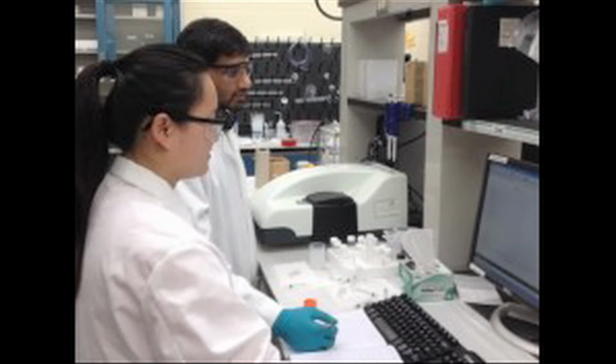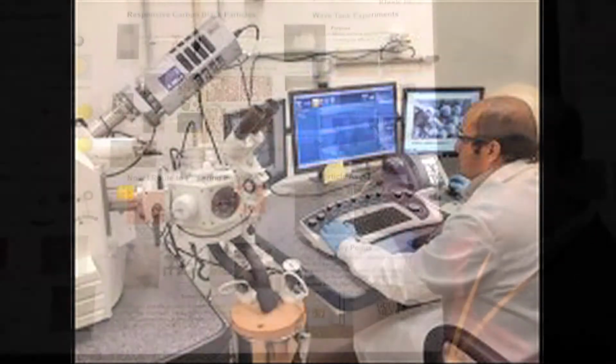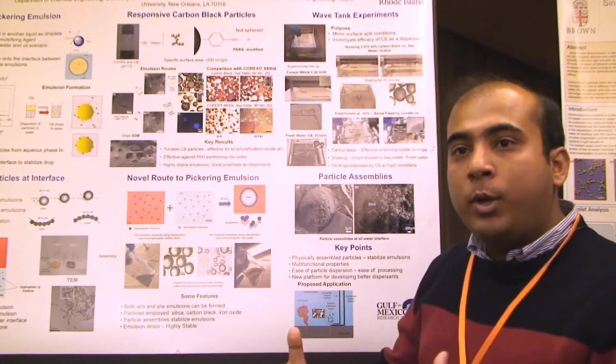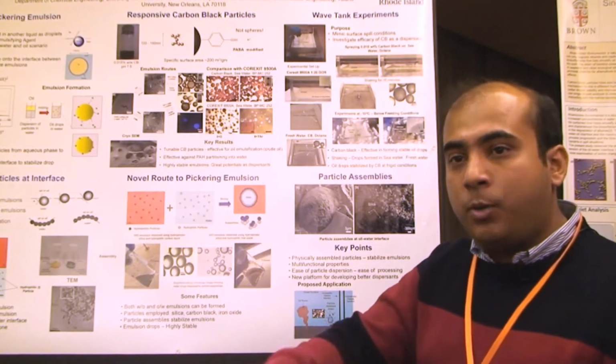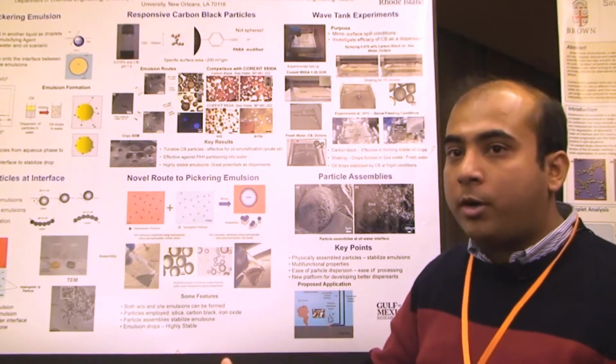We're also doing some lab-scale experiments where we have a container with seawater, we put octane, which is an oil, and then we spray the carbon black from here. Finally, we see that we also get drops of oil in water. So what it shows us is that when we have wave action, if we have a surface spill, we can spray the carbon black particles and it can still form stable drops of oil in water.